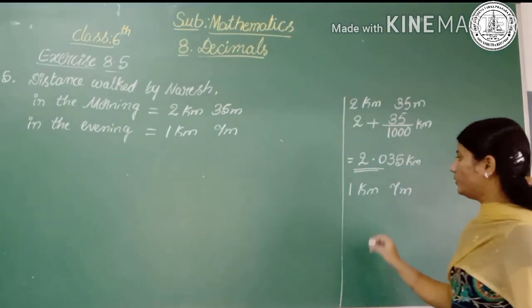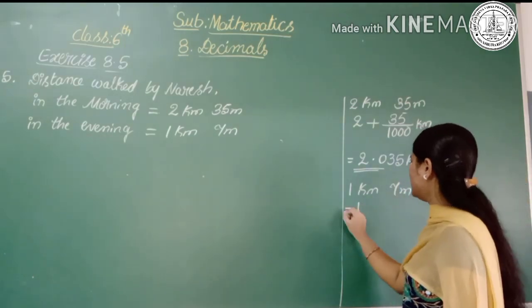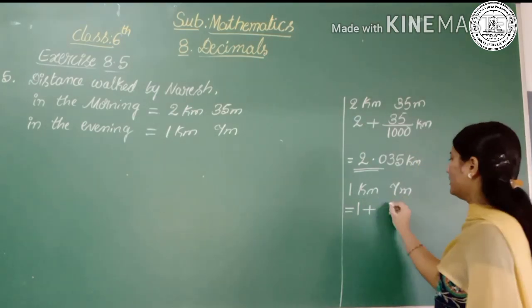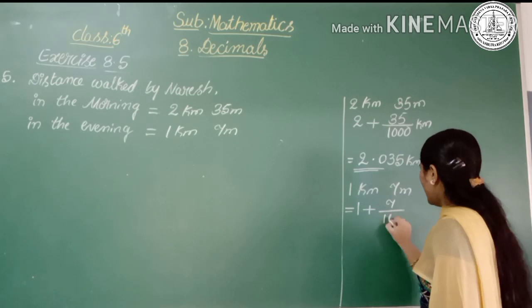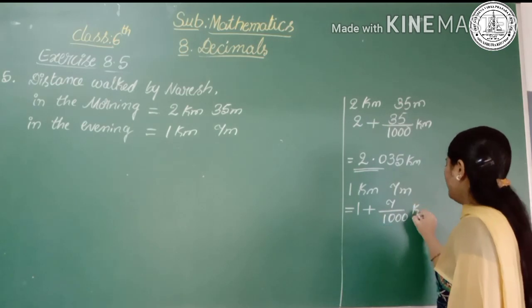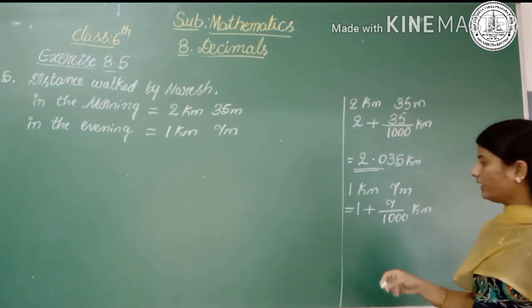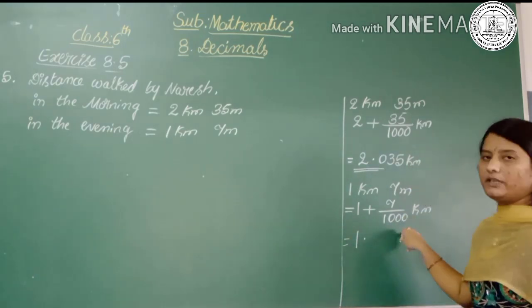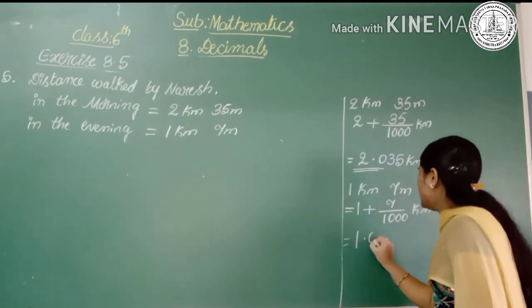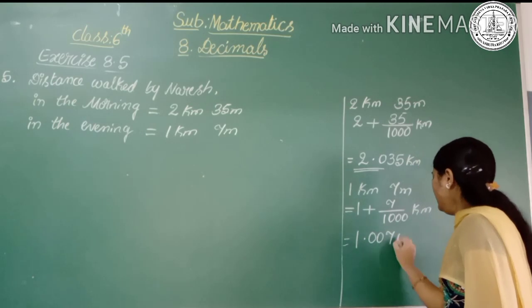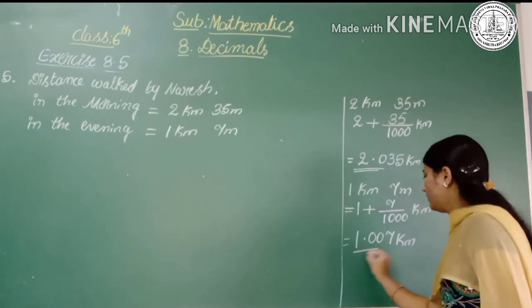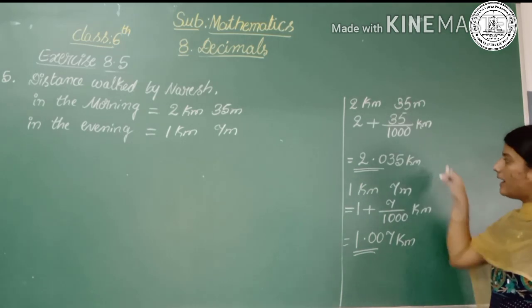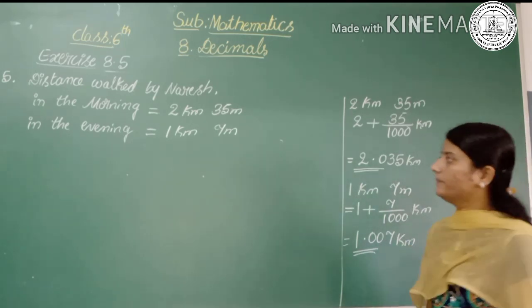7 meter. So here 1 kilometer, write it as it is plus 7 meter, which has to be converted into kilometer. Means 7 by 1000 kilometer, which is equal to 1 plus 7 by 1000, which can be written in the decimal form as 1.007 kilometer. Okay, now add these two distances.